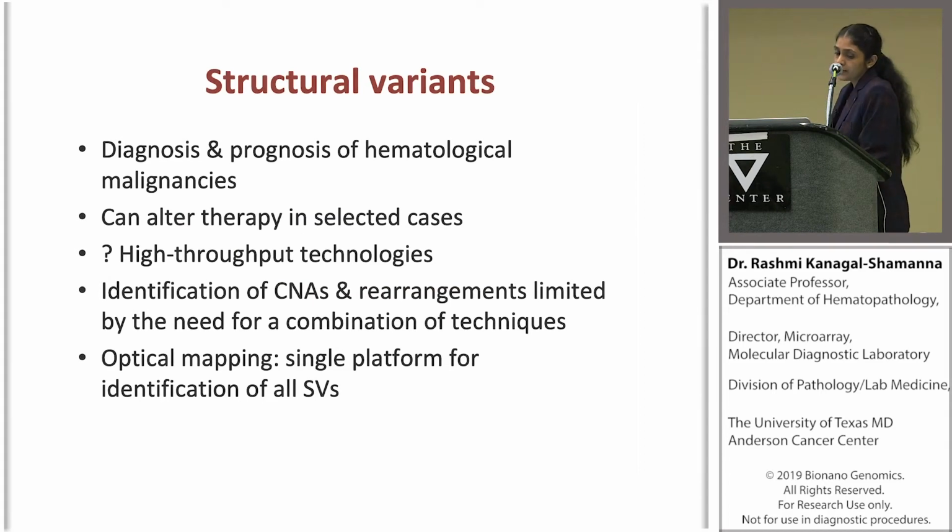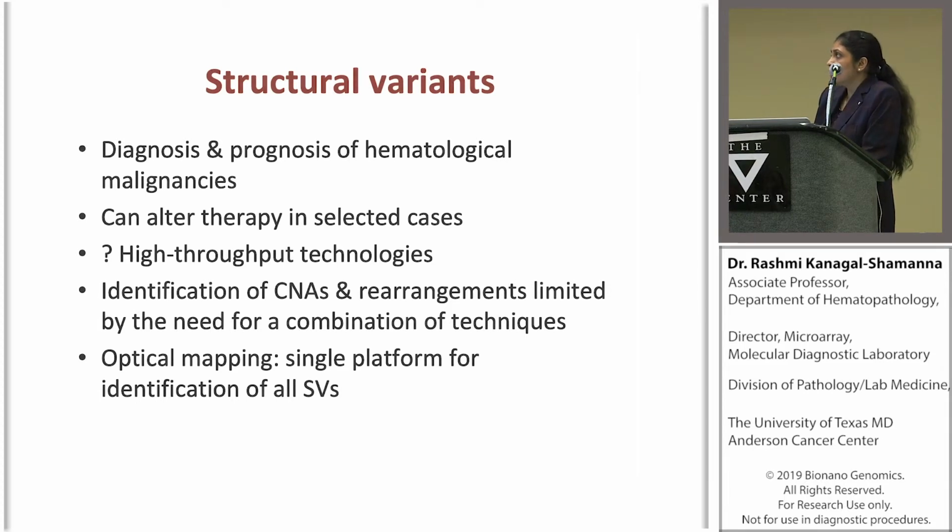Now, we're all aware that the knowledge of structural variants is very important both for diagnosis and prognosis in hematologic malignancies. And in some cases, identification of structural variants can alter therapy. Unfortunately, at this time, high throughput technologies have not been developed to identify these structural variants, unlike point mutations, where identification has been revolutionized by the introduction of NGS.